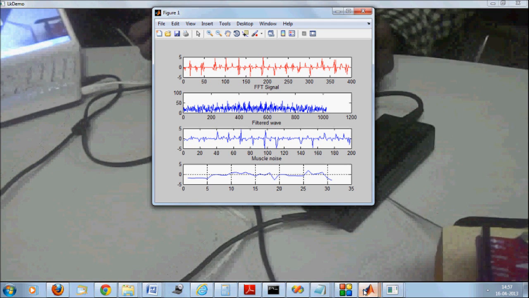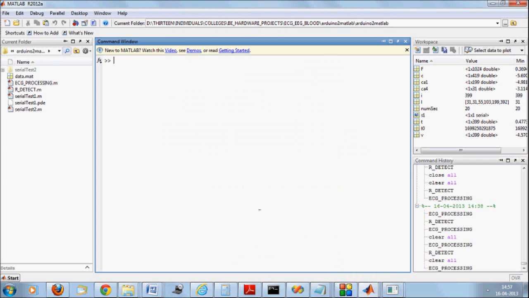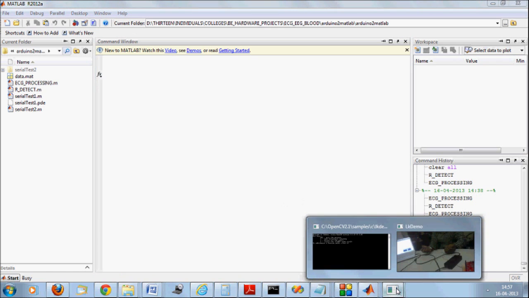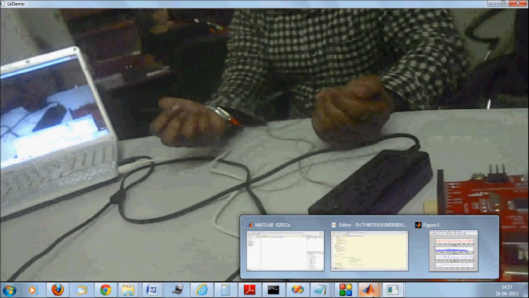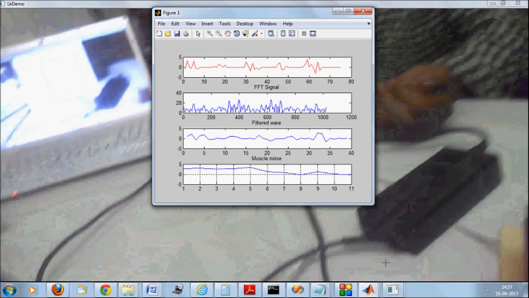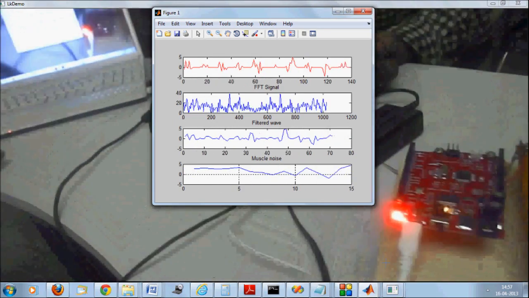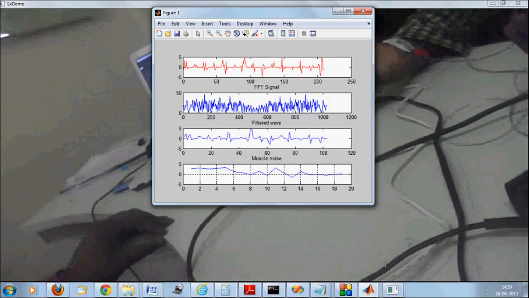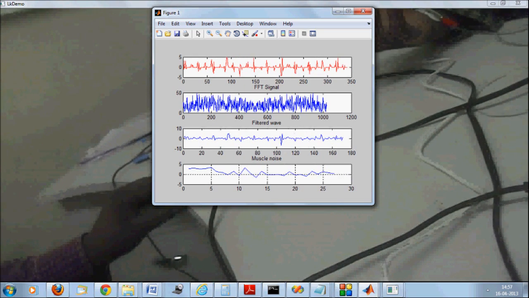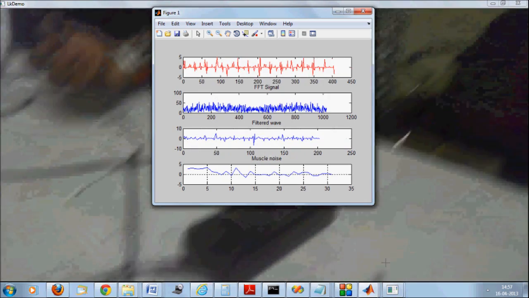Now in another specific case, if you simulate a scenario, just keep moving your hands, generate muscle mass, keep generating muscle mass. So you can see as you keep on moving your hands, the muscle noise variation will be quite high.